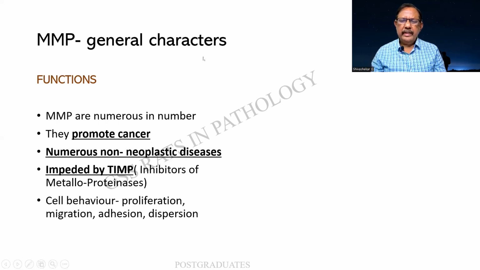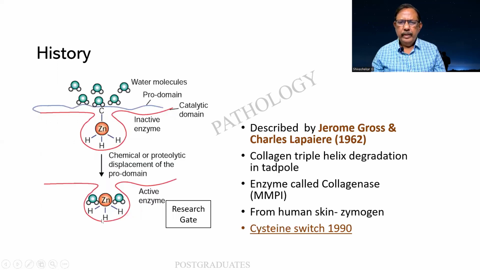Also, what are the general characters of the MMP? You find that they are numerous in number. Already 23 has become 31 or even more. They promote cancer. And there are also non-neoplastic roles of these. They promote numerous non-neoplastic diseases. It is being impeded by TIMP. And the cell behavior is changed in the form of increased proliferation, migration, adhesion, and dispersion. So these are the general characters of matrix metalloproteinases. It was described by Jerome Gross and Charles Lepere in 1962.